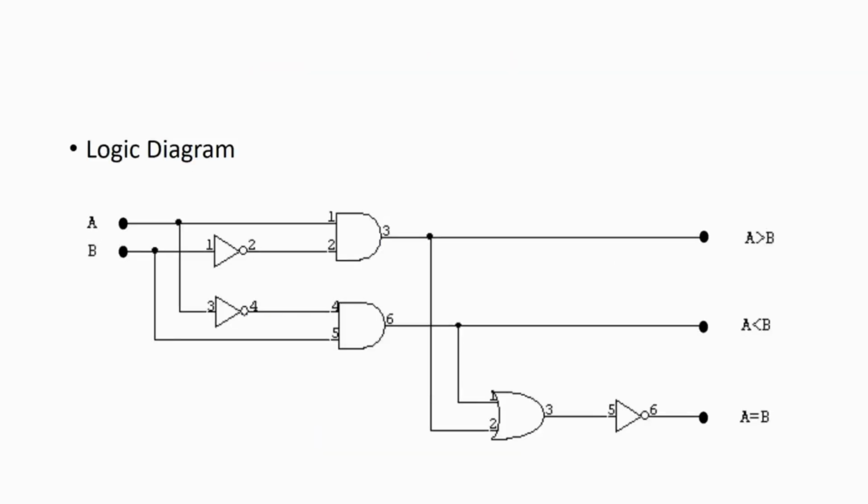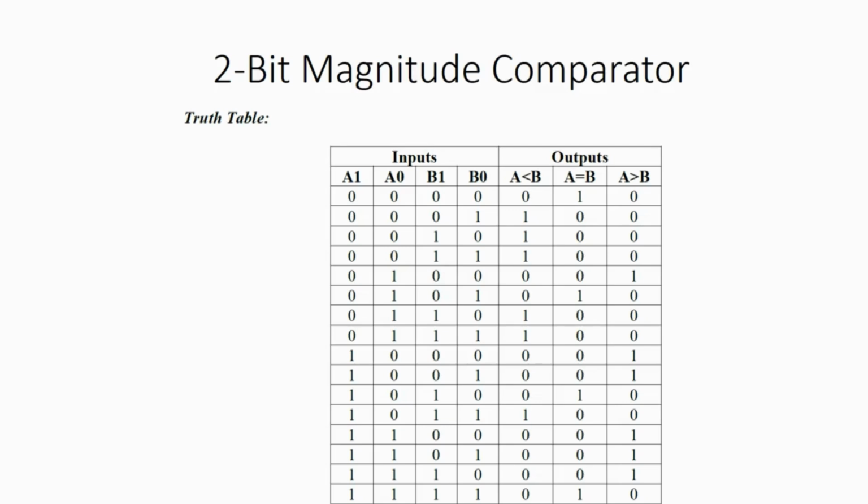And this is the logic diagram which corresponds to 1-bit magnitude comparator. So three output variables: A greater than B, A lesser than B, and A is equal to B. A greater than B and A lesser than B will make use of AND gate and one NOT gate, whereas A is equal to B is going to take the help of an exclusive OR gate followed by a NOT gate.